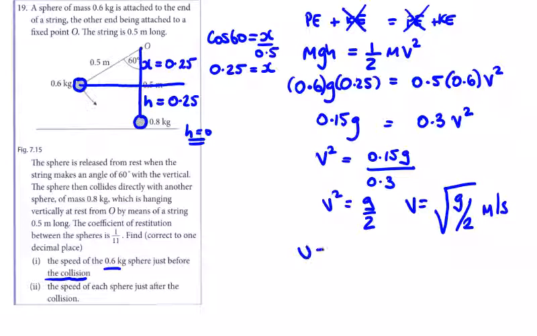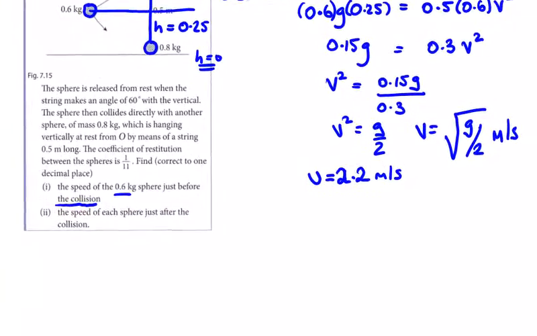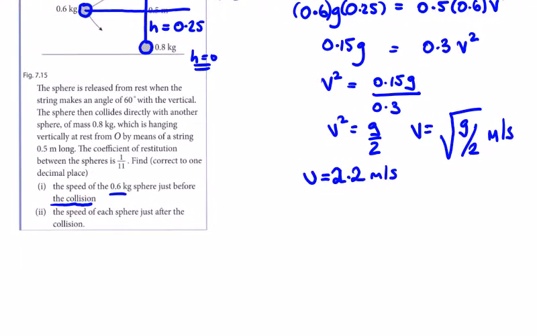So the velocity, I think I might decimalize it. It's 2.21359. I'm just going to take 2.2. I think I'll try to do it with the g over 2, but it's a bit messy. So we've now got a before and after situation, and we're looking for the speed of each sphere just after the collision. So we have our 0.6 and our 0.8. The 0.6 is traveling at 2.2. The 0.8 is at rest.